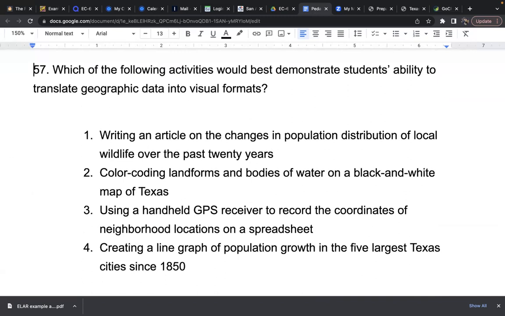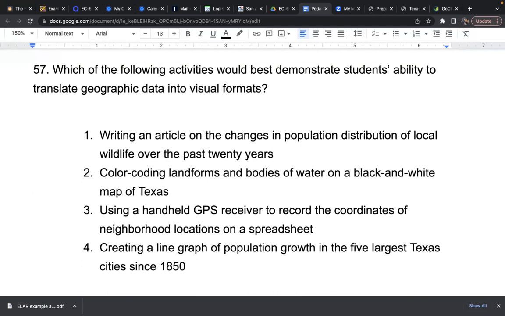Okay. This one is seemingly easy, but people get it wrong. Which of the following activities would best demonstrate students' ability to translate geographic data into visual formats? This is about assessing, right? Assessment of the student's ability. So we want an activity that will allow us to assess the student's ability to translate geographic data into visual formats. So from geographic data to visual.